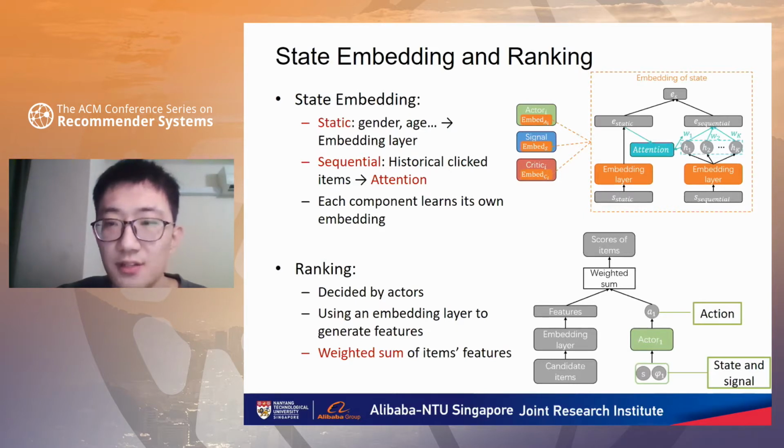Each of them includes a state embedding module to get the embedding of different users. The features of users can be divided into two types. Static features include gender, age, and other fixed properties. The sequential feature consists of the features of historically clicked items. We use an attention mechanism to get the embedding of the sequential feature by learning the weights of historical items. For the ranking part, our actors output a vector as the weights of elements in the item feature. We use an embedding layer to get the item feature and then use the weighted sum of the action and the feature as scores of items.